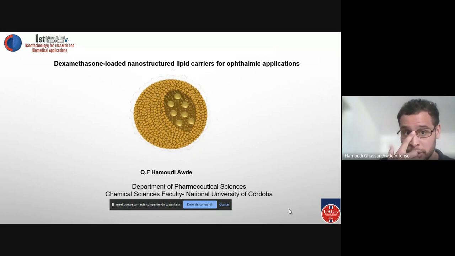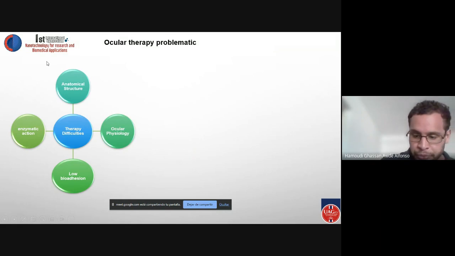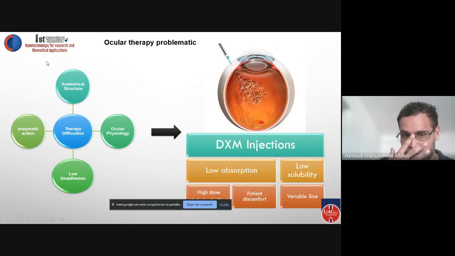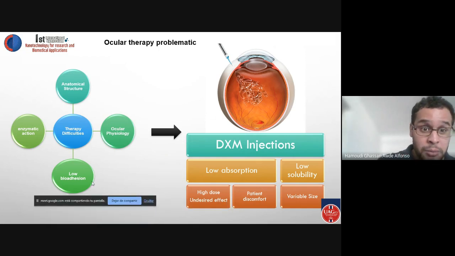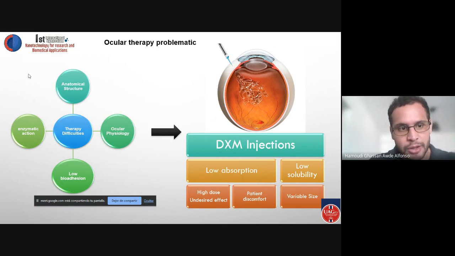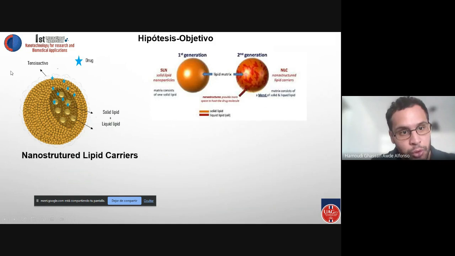Today I'm going to talk to you about dexamethasone loaded nanostructured lipid carriers for ophthalmic applications. First of all, ocular therapy usually has problems due to the natural anatomy and physiology of the eye. Also, usually when we talk about inflammatory processes, we use drugs that have low absorption and low solubility, making the pharmacotherapy even harder. Under these circumstances, we propose nanostructured lipid carriers as a platform for loading of corticosteroids, in our case, dexamethasone.